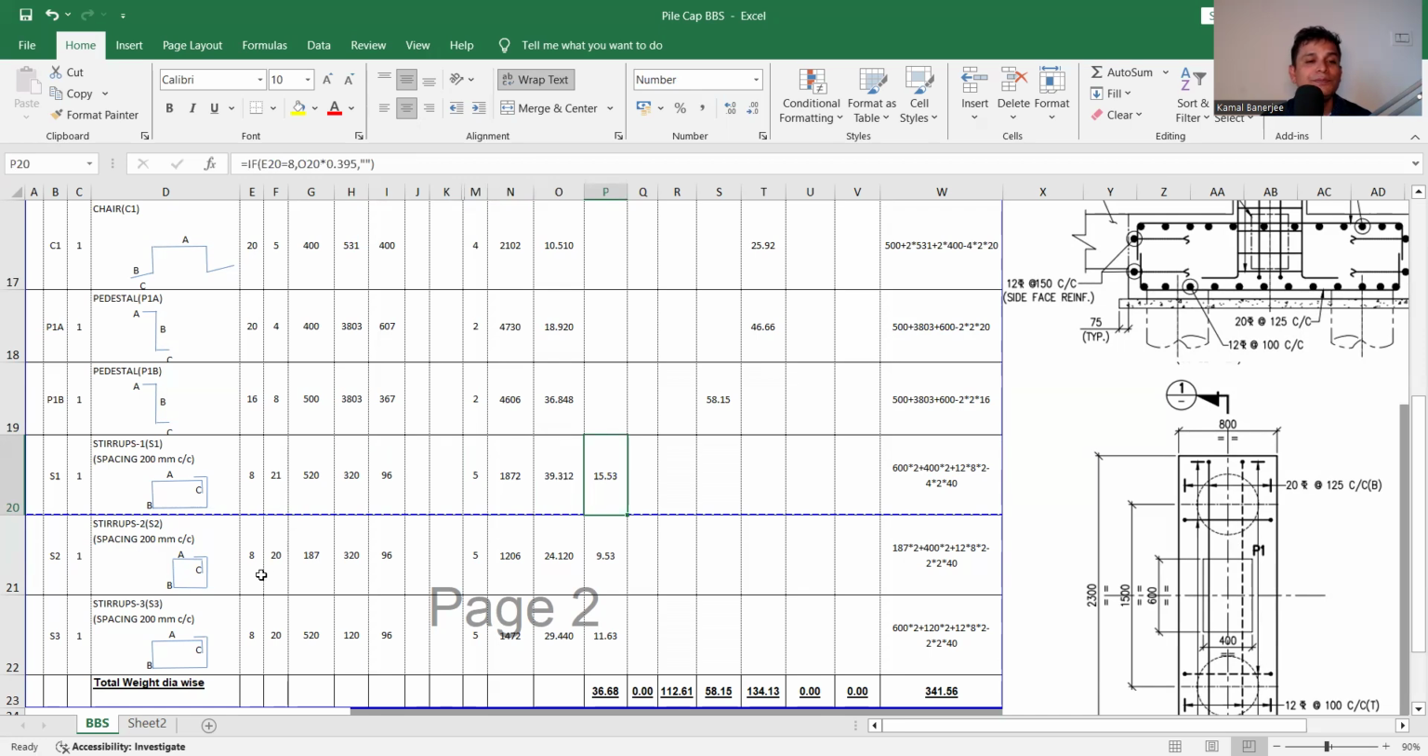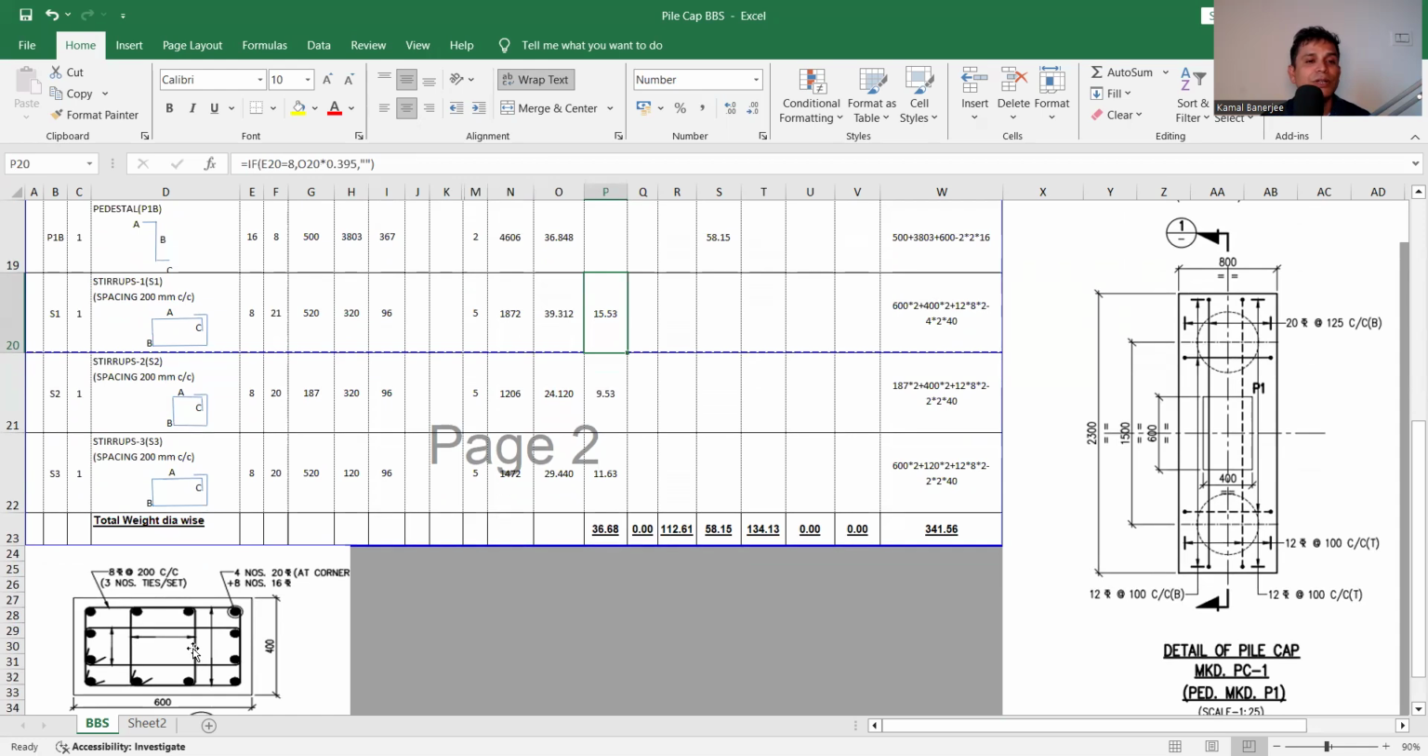The stirrups 2 is for this one and this one. So in this one you can see the 8 dia bar, 320 will be in this direction, but in the other direction there are 1, 2, 3, 4 bars. What is the dimension? 600 minus 40 on each side, that is 520. So let's calculate: 520 divided by 3 is equal to 173. 173 is the center to center distance for the 8 dia bar, so 173 plus 8 will be around 181.